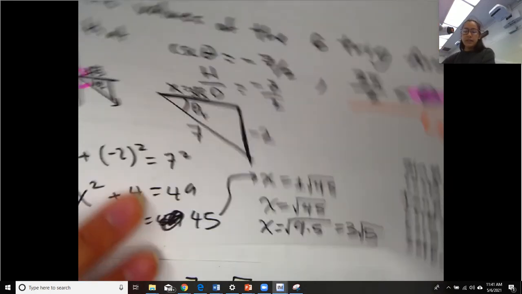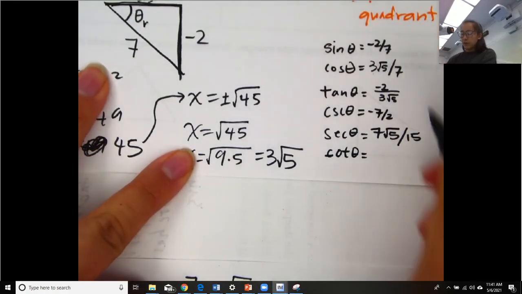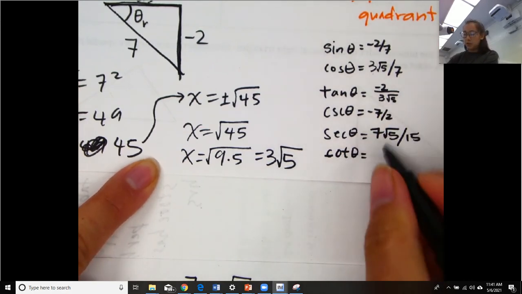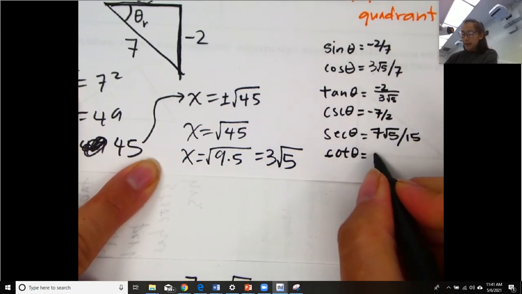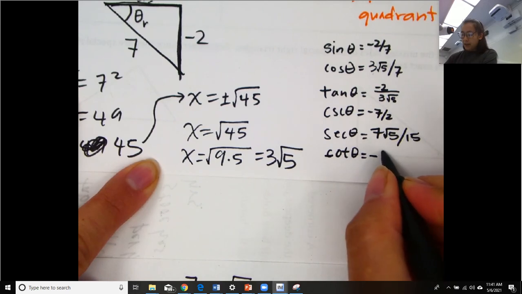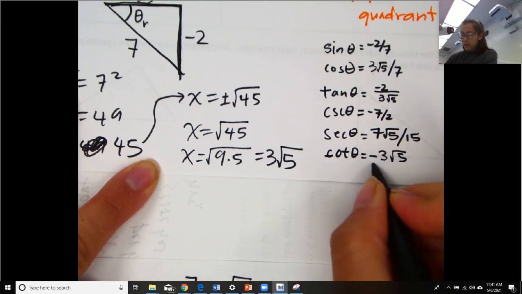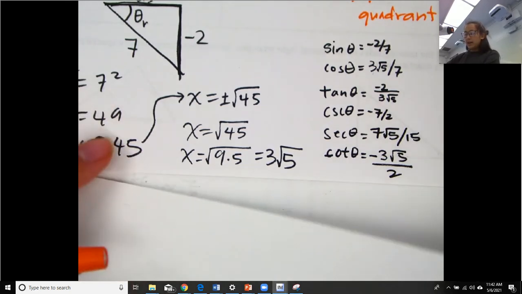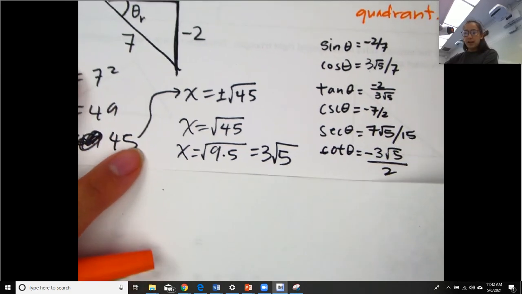Oopsies, it looks like we didn't rationalize the tangent one, so we'll have to rationalize that. But let's go ahead and flip it first to do the cotangent. So when we flip it, we have negative 3 root 5 over 2. So that was just the flip of that. But let's go ahead and also rationalize the tangent.